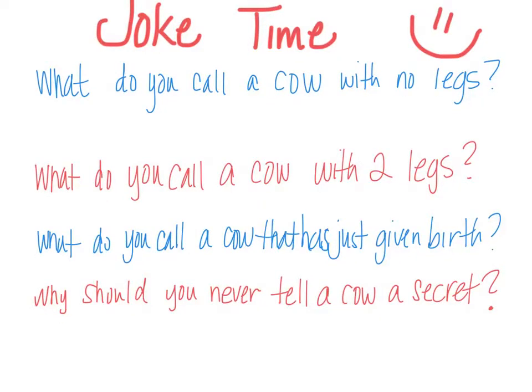So I went to the rodeo yesterday, so this made me come up with some cow jokes to tell for this video lesson. So here we go. What do you call a cow with no legs? You call it ground beef. What do you call a cow with 2 legs? Lean beef. And what do you call a cow that has just given birth? She's decaffeinated. And then the last one: why should you never ever tell a cow a secret? Because it goes in one ear and out the other.